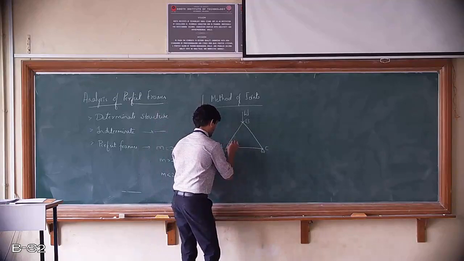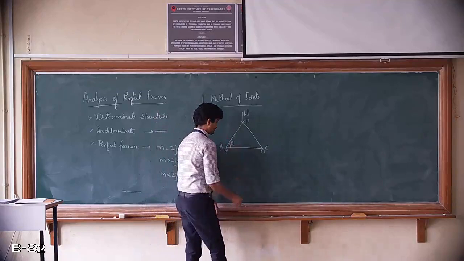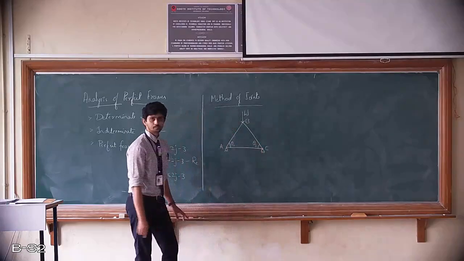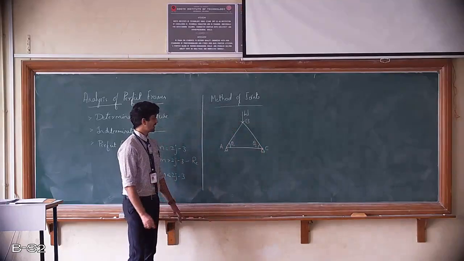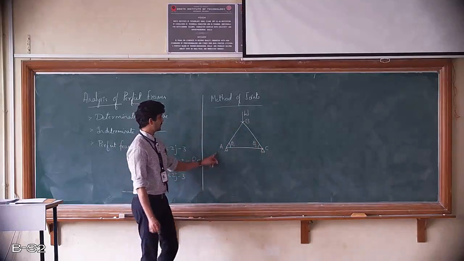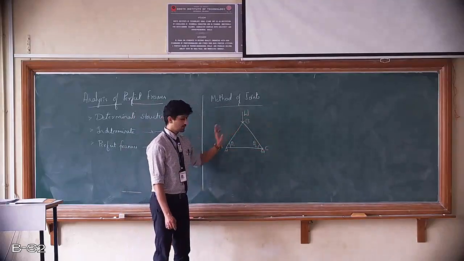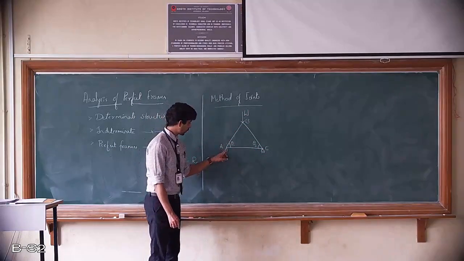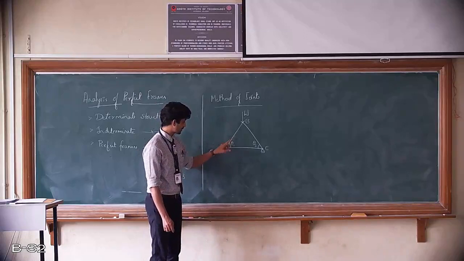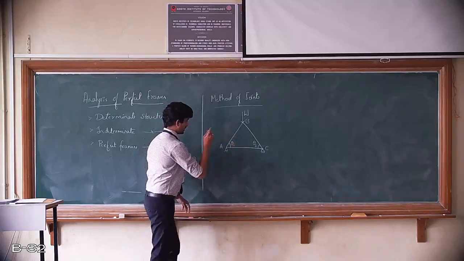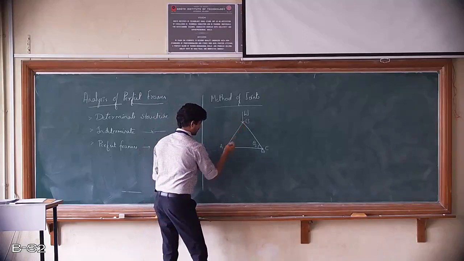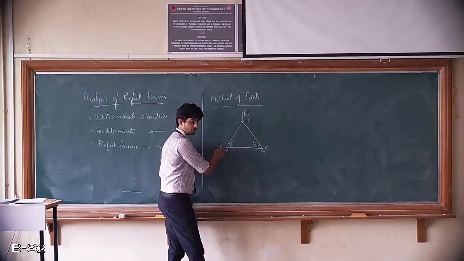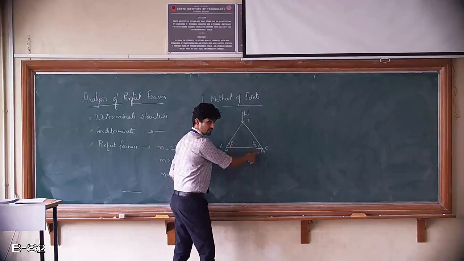Let us consider some angle theta1, and similarly between these two members, angle theta2. Now what exactly is the method of joints? For a given structure, we will consider each joint. A joint is nothing but a location which connects two members. In this particular case, member AB and member AC are connected at joint A. Similarly joint B and joint C.